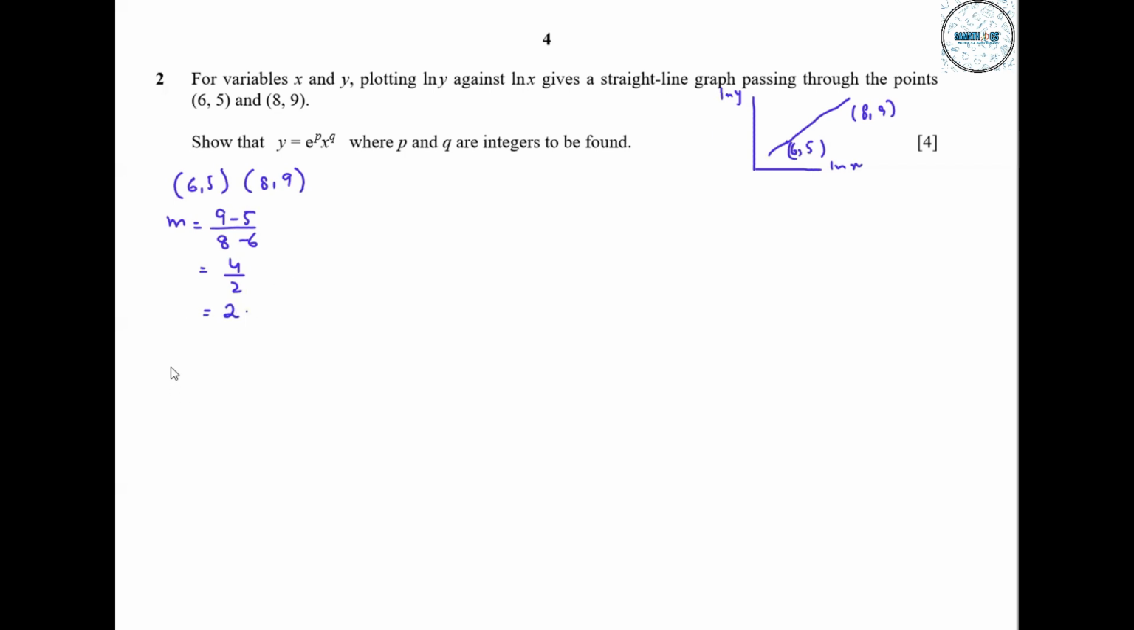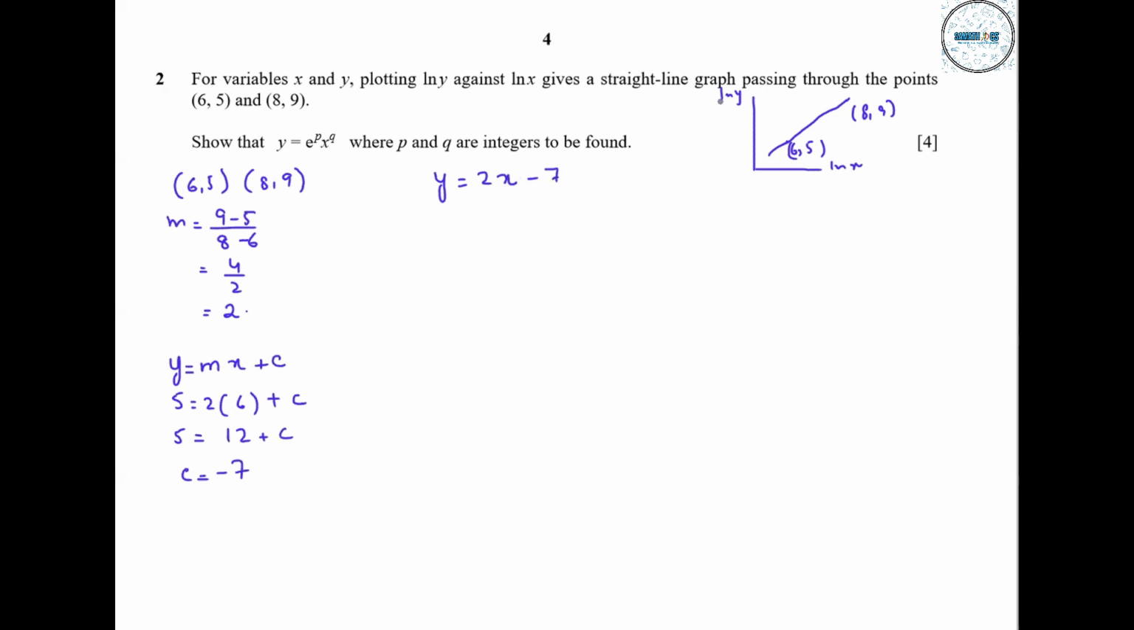Then we have to find out the value of c. We have here y is equal to mx plus c. You can take any of the coordinates from these two. So we are taking this one here. 5 is equal to 2 into 6 plus c. So we have here 5 is equal to 12 plus c, and c is equal to 5 minus 12, which is minus 7. If we substitute in the linear equation, then we have y is equal to 2x minus 7.